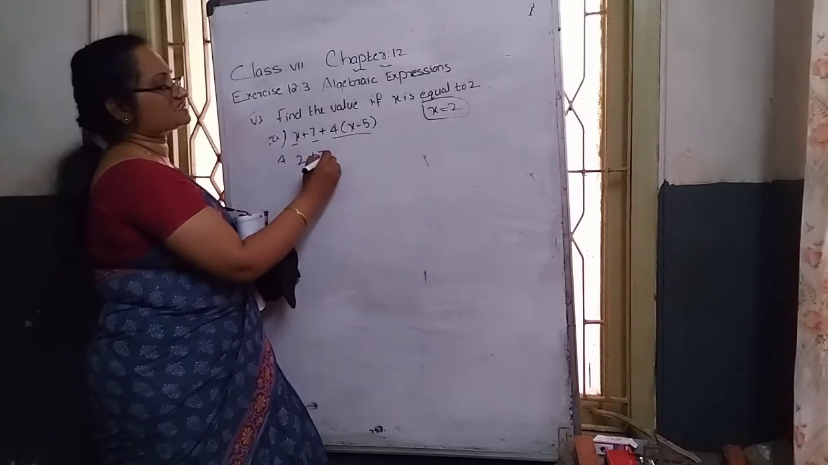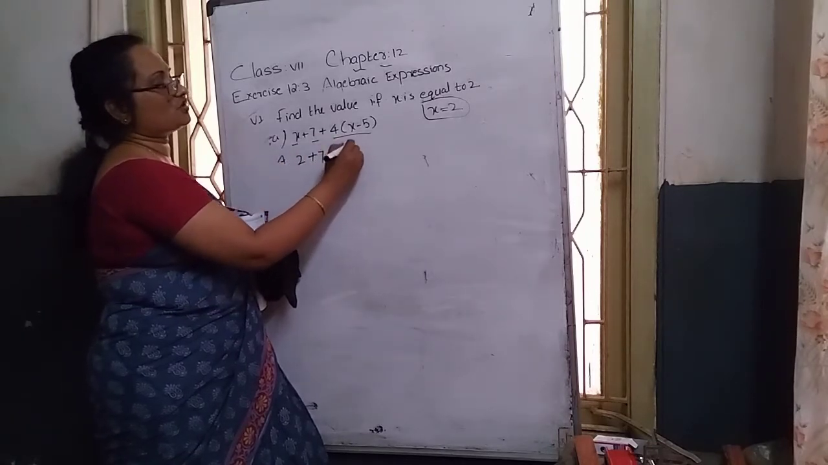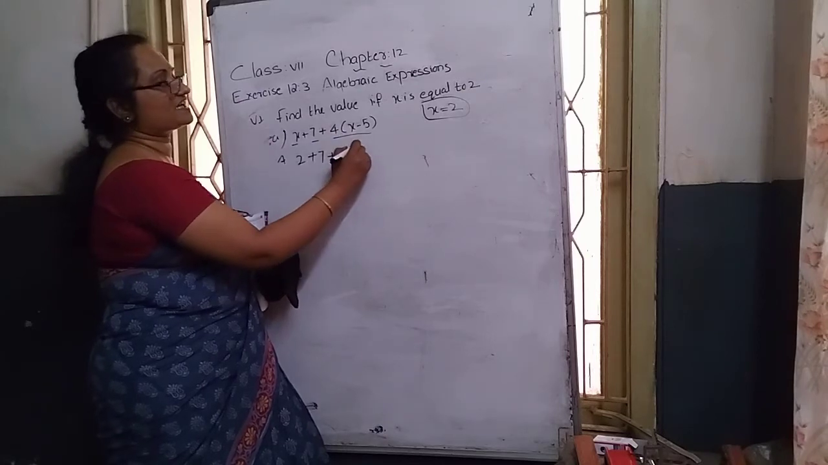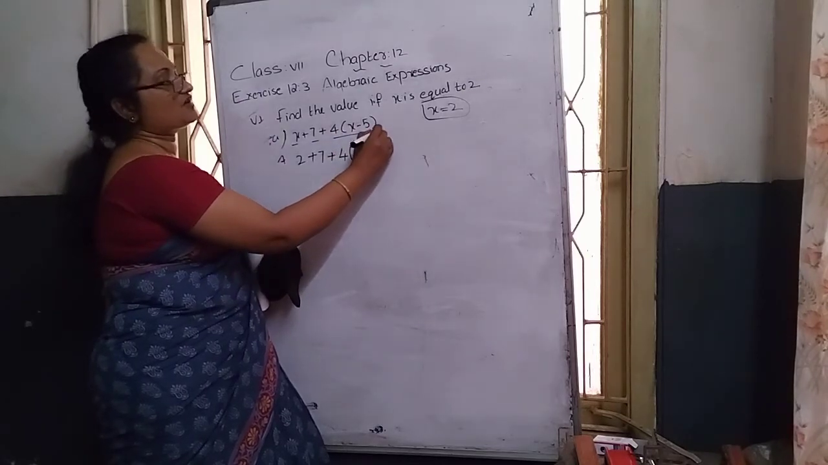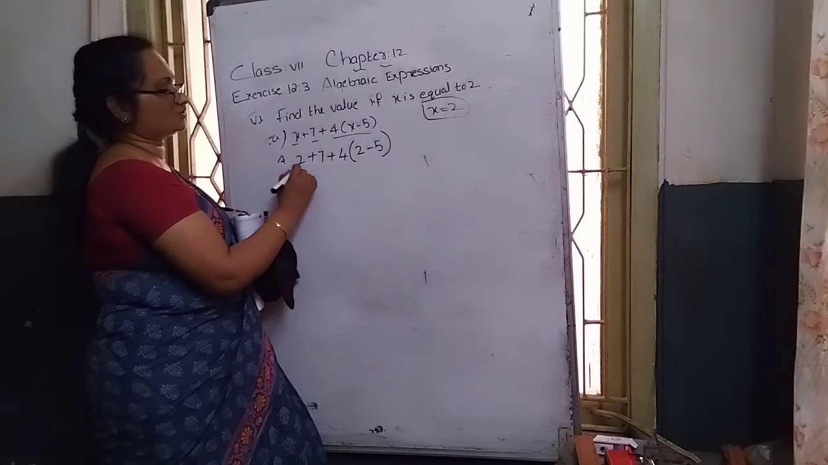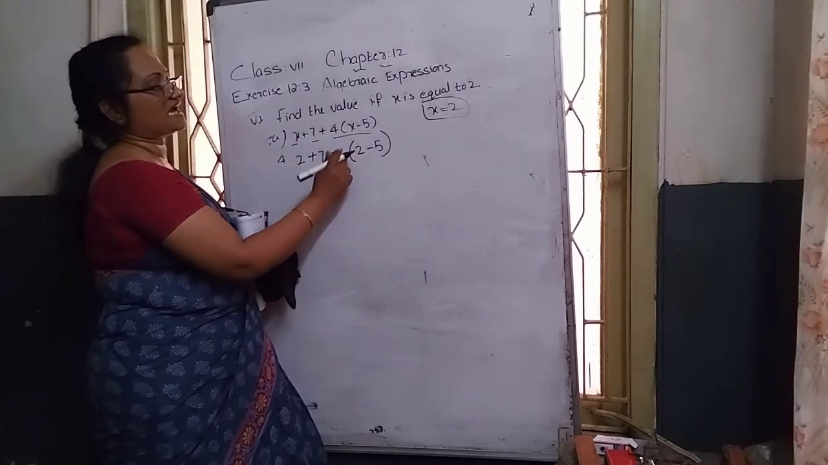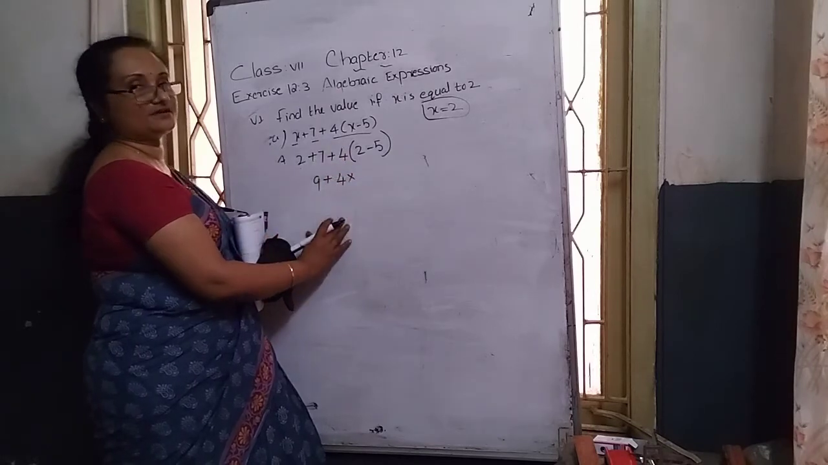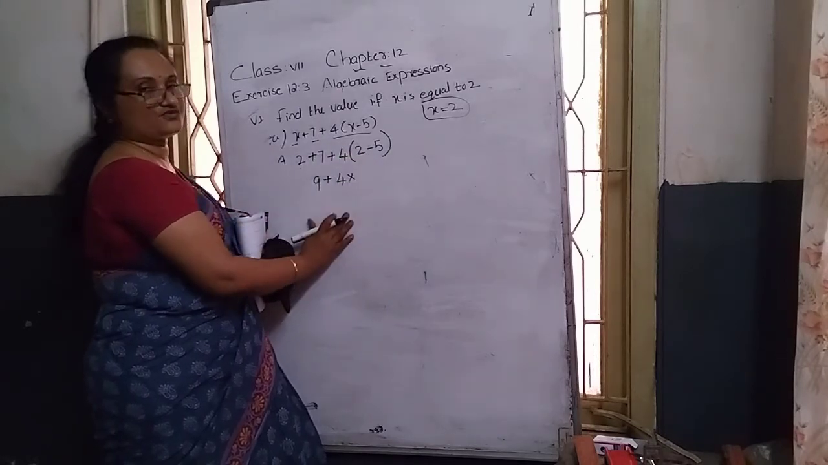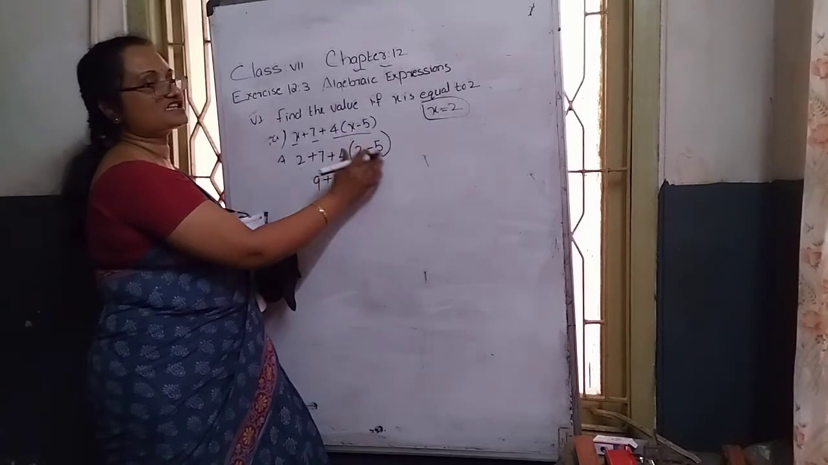Plus second term is 7 plus third term is 4. Inside the bracket, x is there; x place 2 minus 5, and close the bracket. Again, 2 plus 7 comes to be how much? 9 plus 4, bracket, before which operation? Multiplication operation. 2 minus 5 becomes how much? One is positive, other is negative.